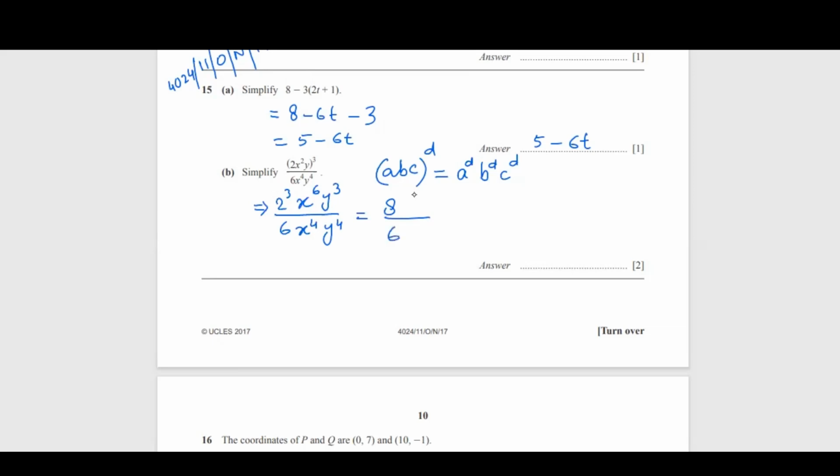8 over 6, x raised to power 6 over x raised to power 4. According to the law of indices, in division, power will be subtracted. Same, y raised to power 4 minus 3 here. So your answer will be 4 times x square divided by 3 times y, by dividing by 2.